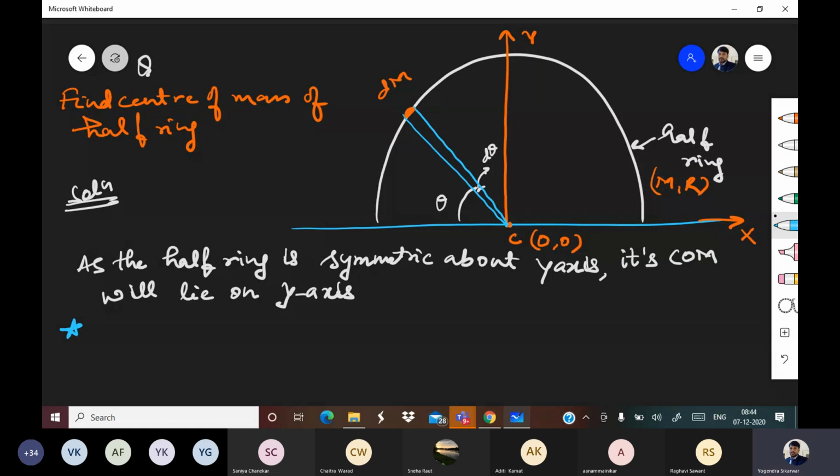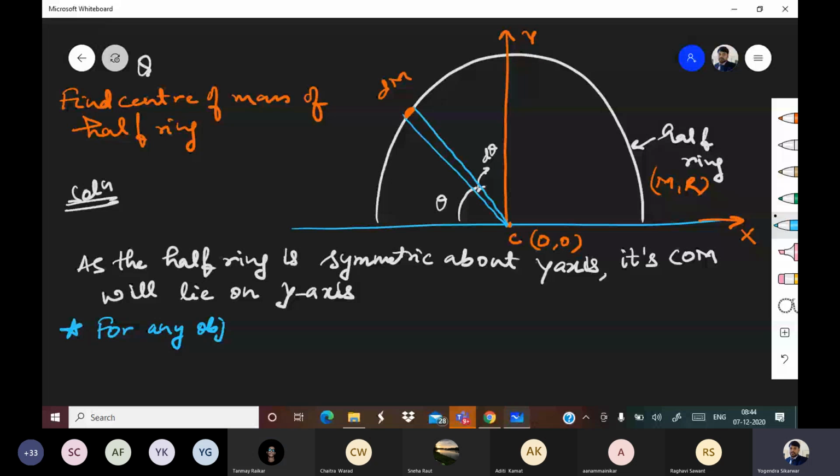Sorry, you wrote twice. What wrote twice? Y-axis. No, it's only once. Oh, sorry, sir.